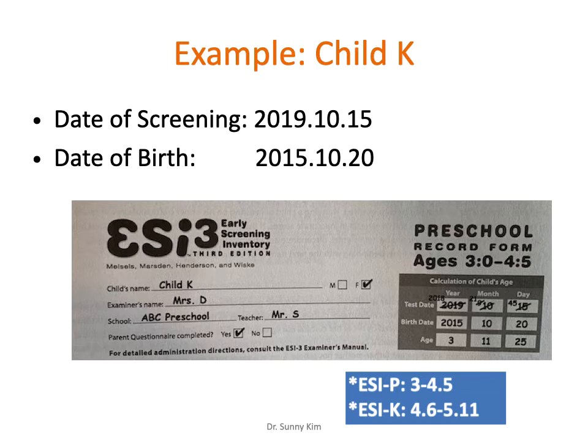So once you get the student's chronological age, for this child K, the chronological age is 3 years, 11 months, 25 days, right? So that is the child's chronological age for the testing day. And based on the chronological age, you can get the right form. ESIP is for students aged from 3 years to 4 years and 5 months, and ESIK is for students aged from 4 years 6 months to 5 years and 11 months old.